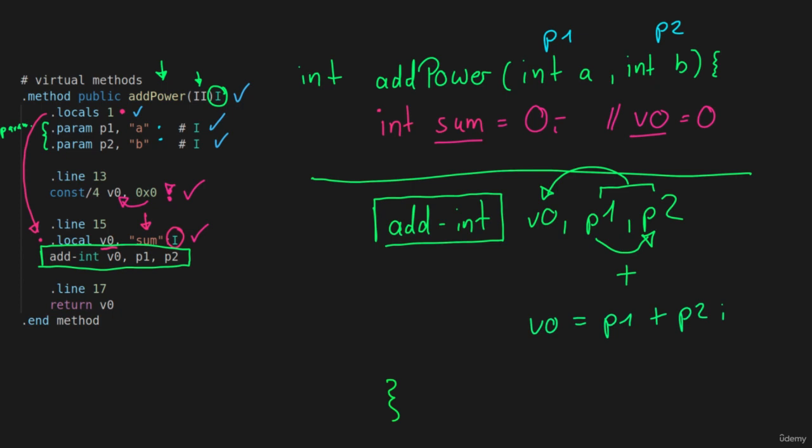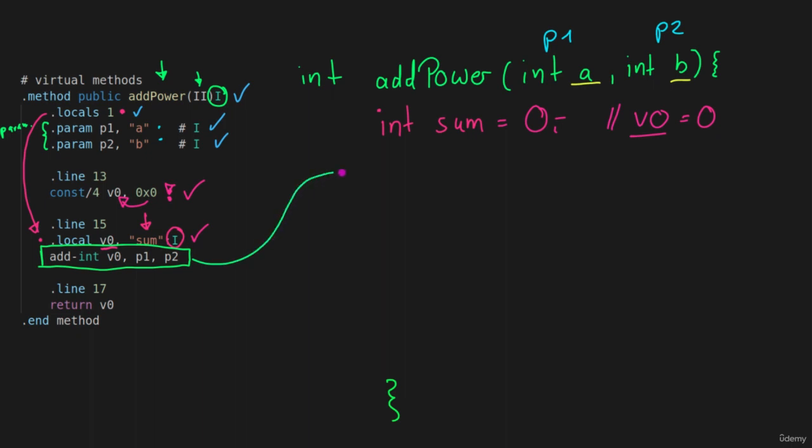Okay, now let's replace those registers with our labels. We know our v0 is sum. Therefore, sum equals p1, which is our a, plus p2, which is our b. Okay, this is what this instruction does. Let's clean this up and write it down in a cleaner way. So this one over here is sum equals a plus b. Okay, so we also got this one.